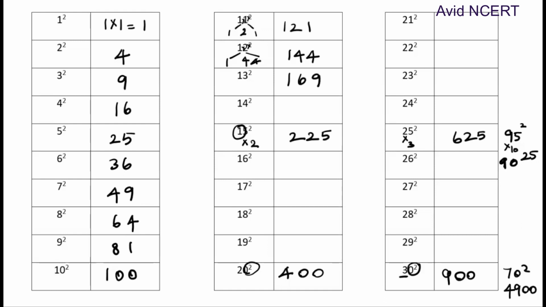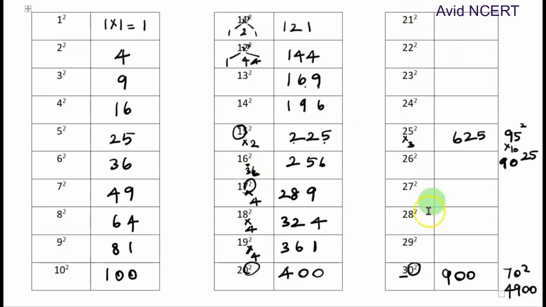So 13 square is 169. 14 square is the same thing: 1, and 9 comes here and 6 goes here, so it's 196. 16 square is, since it is 2 and 5, and we know 6 square is 36, so it ends with 6. Now the hack here is, 7 times 4 is 28 and we know 7 square is 49, so it ends with 9. Same thing here: 8 times 4 is 32, since 8 square is 64, it ends with 4. 9 times 4 is 36 and 9 square is 81, so it ends with 1. So we can remember like this.